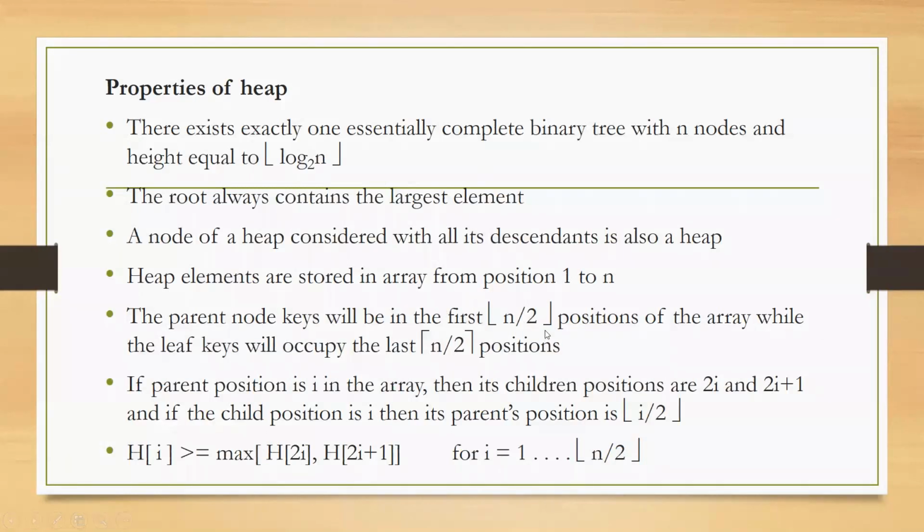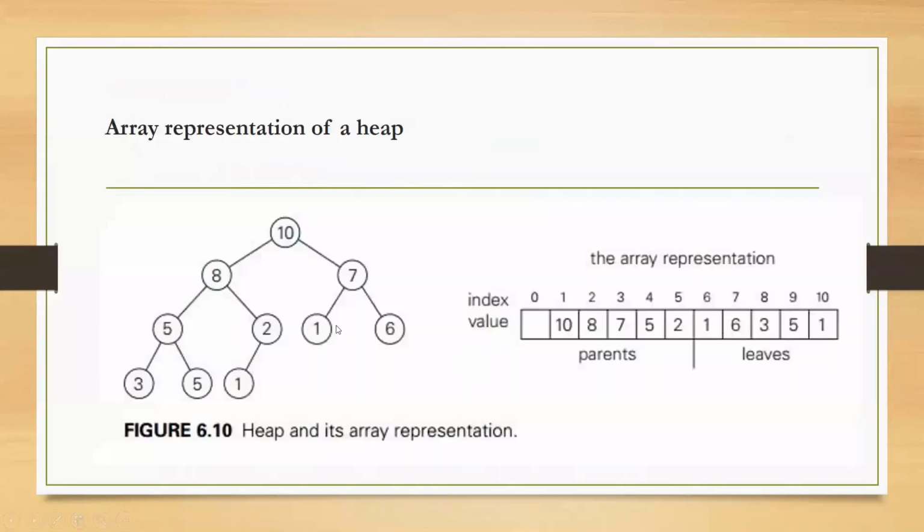So the first floor of n by 2 are the parent nodes, while the leaf nodes will occupy the last ceil of n by 2 positions. This symbol is ceil. So n by 2 positions means the last 10 by 2, which is 5. The last 5 positions in this example are leaf nodes. So the first 5 are parents and the last 5 are leaf nodes.